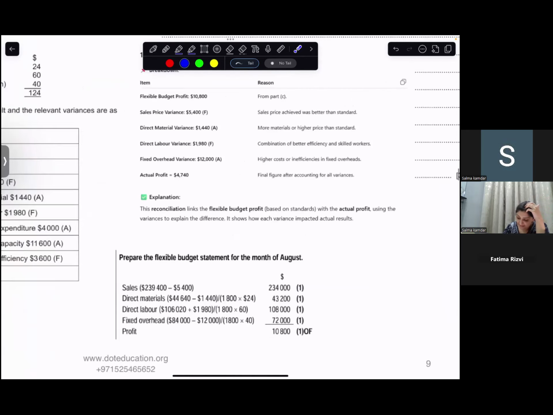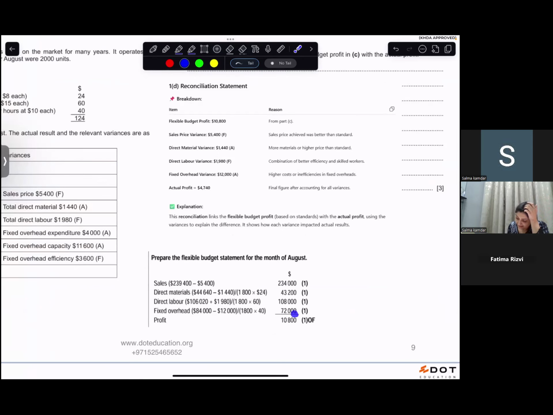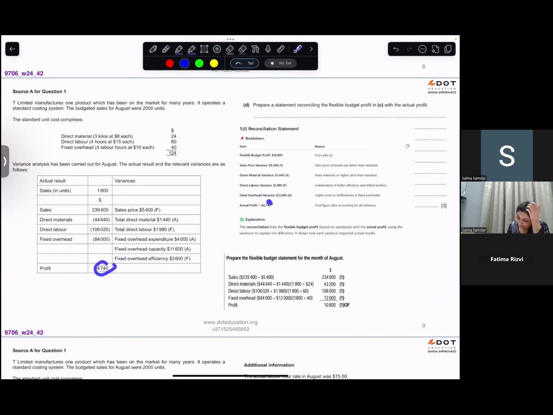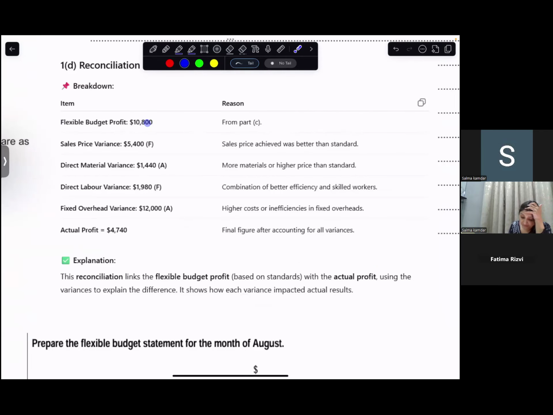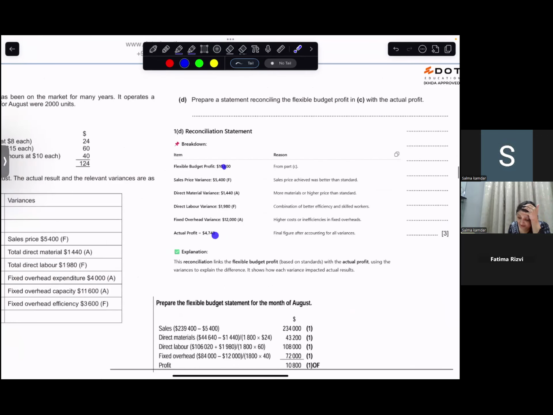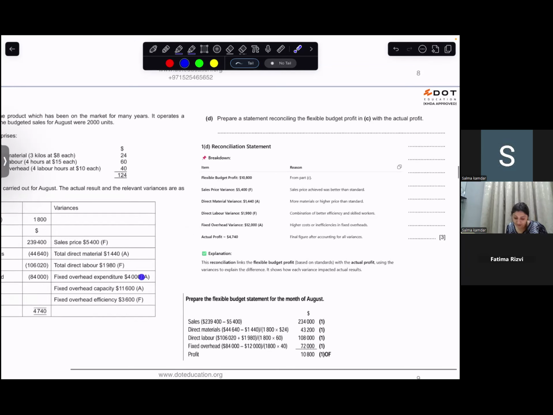So if you see, our flexible budget profit is how much? 10,800. And actual profit is how much? 4,740. So you have to arrive from the flexible budget profit to the actual profit. The reasons for the difference are the variances. You had 5,400 sales price variance, you had direct material variance, direct labor variance, and fixed overhead variance. Your total fixed overhead variance was 12,000 adverse.